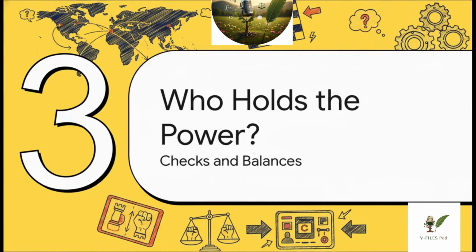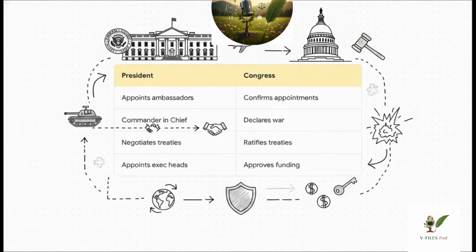Section 3. Who holds the power? Checks and balances. Now, what's really interesting about this is how power is carefully divided. Executing that massive global agenda requires head coaches calling the plays, but notice the clean division of labor here. On the one hand, the president appoints ambassadors, acts as the commander-in-chief of the armed forces, and negotiates treaties.